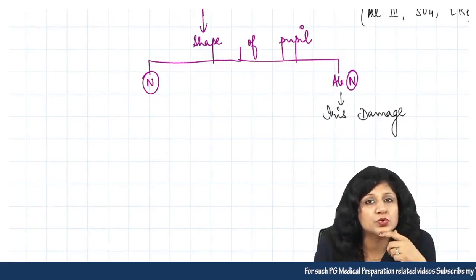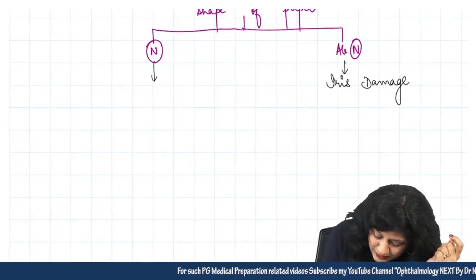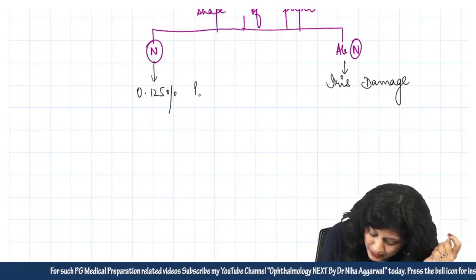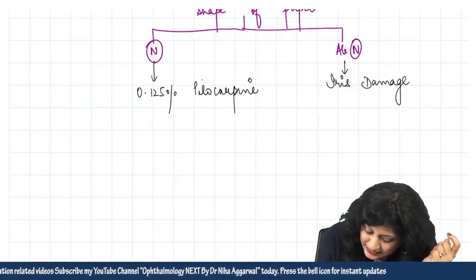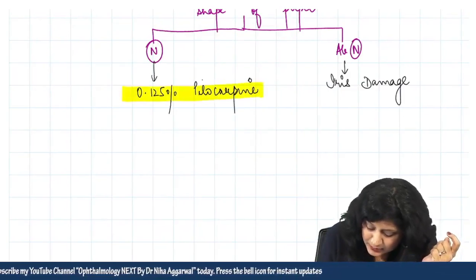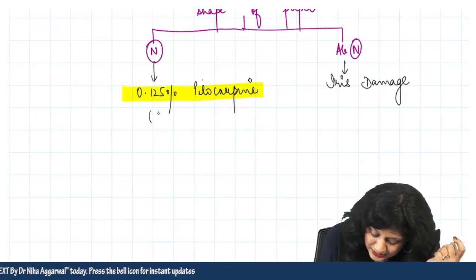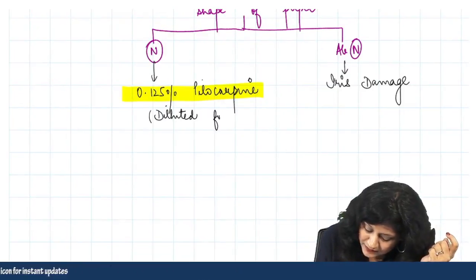Now if you have the normal shape of the pupil, then you give the 0.125% pilocarpine. So this is the first concentration that I am using here. This is 0.125% pilocarpine. This is a very, very diluted form of pilocarpine.